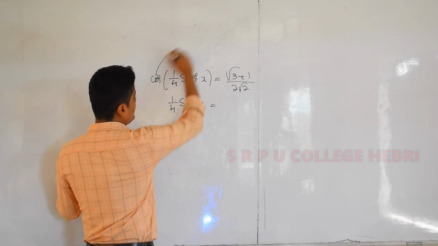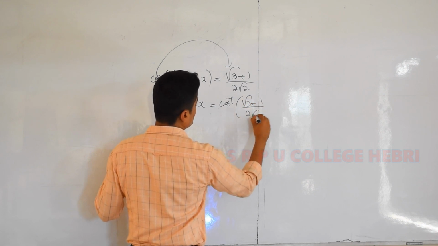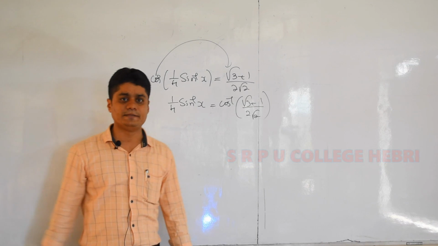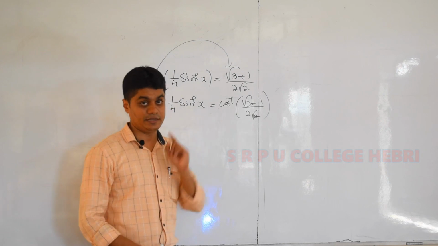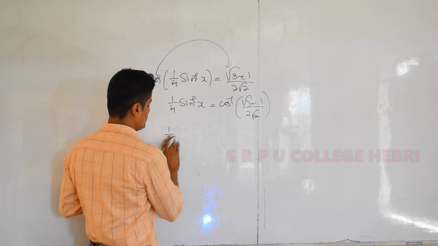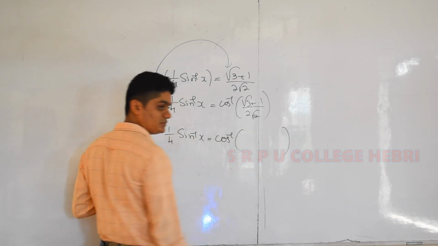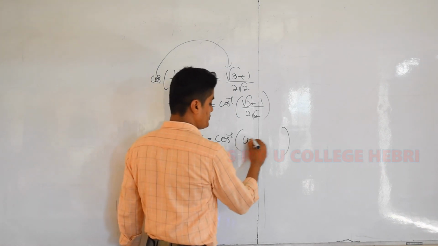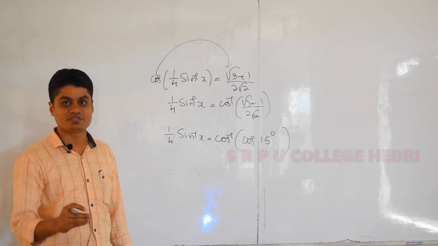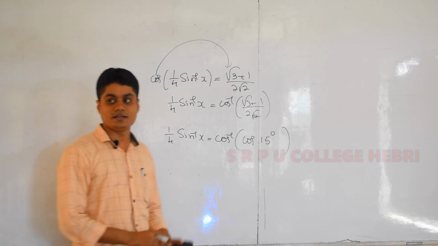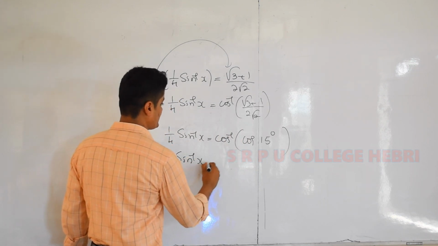Now I will take this cos to the other side. So what happens? Cos inverse of root 3 plus 1 by 2 root 2. Have you all seen root 3 plus 1 by 2 root 2 in first PUC? For which angle? It should be for cos. Remember? So cos inverse of which angle? It could be 15 degree, 75 degree, 105 degree. You studied this in first PUC. So for the entrance exam, you must remember this. So cos 15 degree. So sin inverse of x by 4 is equal to 15 degree.